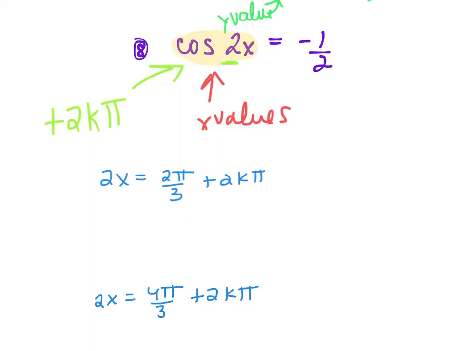So now we go about solving like we normally would. We're going to divide everything by 2. So this becomes x equals 2 pi over 3 divided by 2, which is 2 pi over 3 times 1 over 2, giving me 2 pi over 6, which is going to reduce to pi over 3, plus the 2's cancel out, k pi.